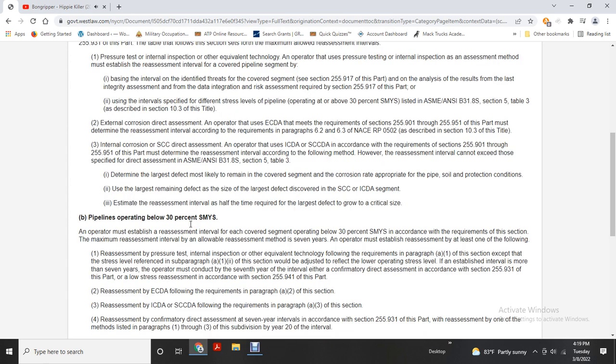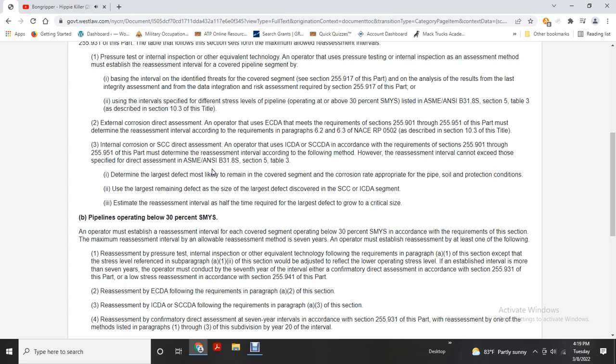Internal corrosion and stress corrosion cracking direct assessment. Operating an internal corrosion direct assessment or stress corrosion direct assessment in accordance with requirements of Sections 255.901 through 951 of this part, determine the reassessment interval in accordance with the following method. However, the reassessment interval cannot exceed those specified by the direct assessment in ASME ANSI B31.8S Section 5, Table 3.